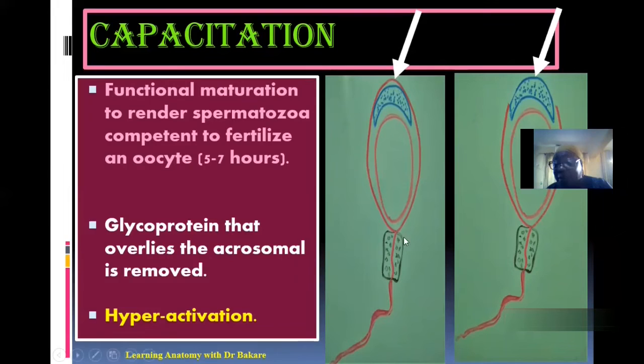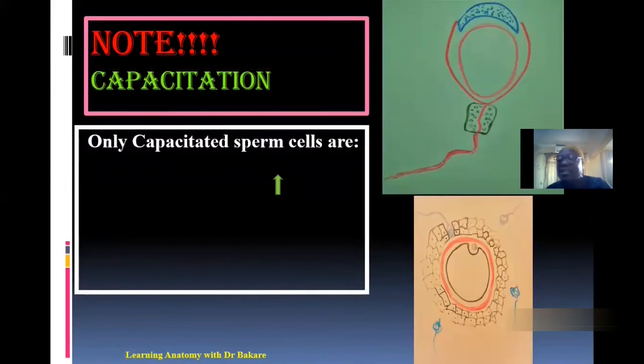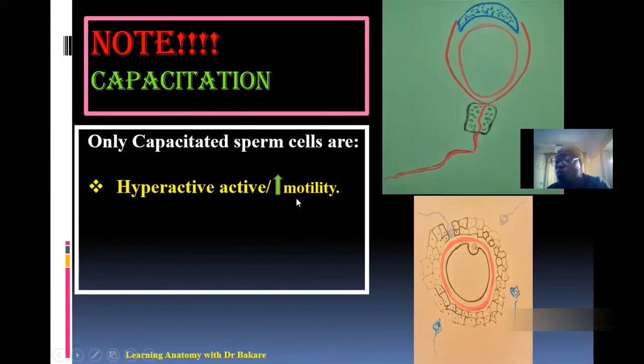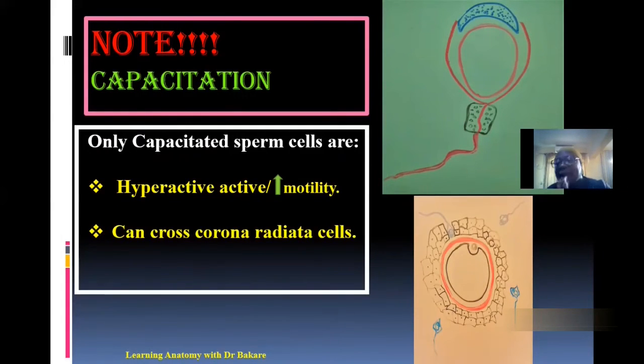More ATP is produced and the flagellum is able to flip more intensely, so they will be able to move faster than the sperm cell that still has its glycoprotein coat intact. So we can say that capacitation will allow the cell to be hyperactive and also increase its motility. They will be able to move faster. It will also allow the spermatozoa to cross through the corona radiata cells.